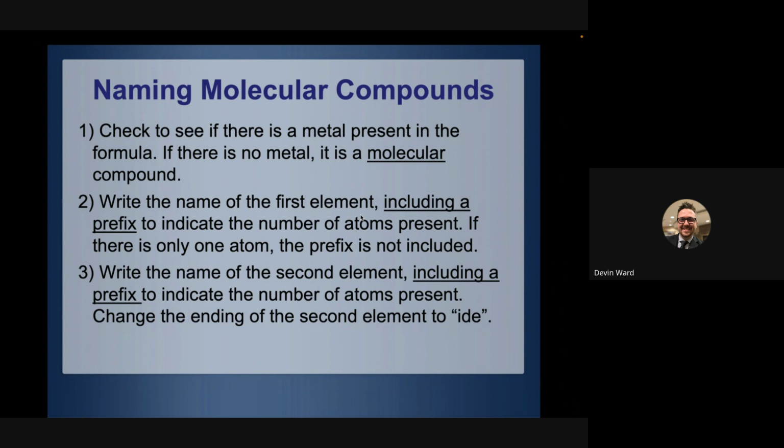Next, SiS2. Si is silicon. I only have 1 silicon atom, so it's just silicon. And then S is sulfur. I have 2 sulfurs. The prefix for 2 is di.